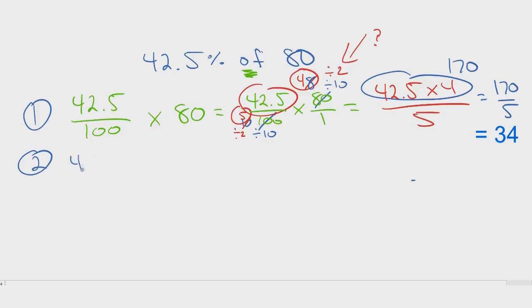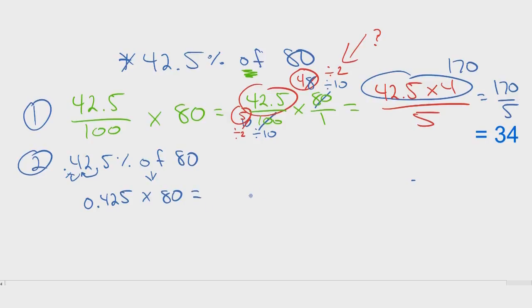We had 42.5% of 80. Same problem up here. And since we said this was out of 100, why don't we just divide this right away by 100, and we move the decimal 2 spaces to the left. So 42.5 becomes 0.425. The percent's gone. The "of" turns into times 80. So it just turns into a basic multiplication problem.